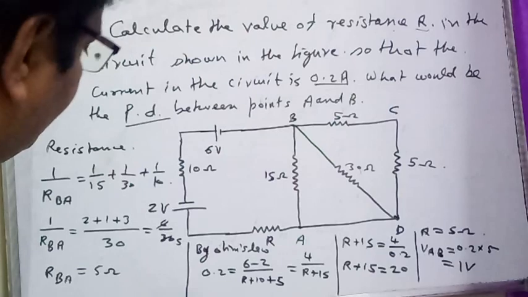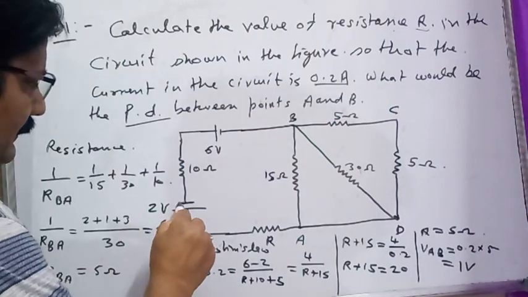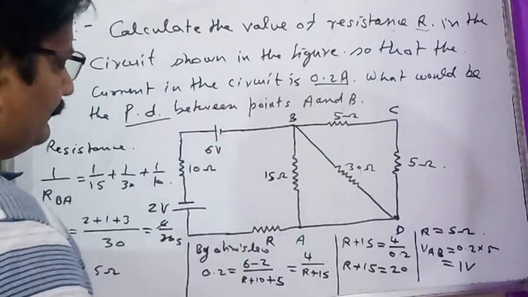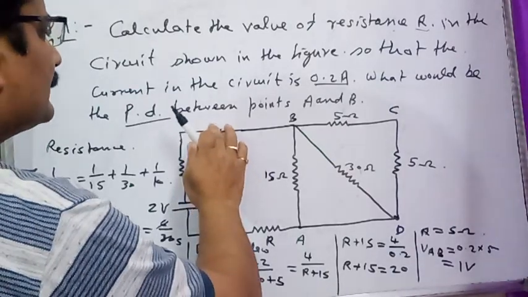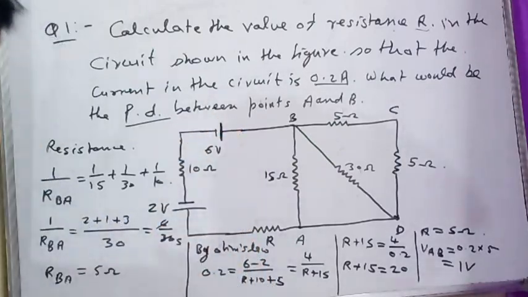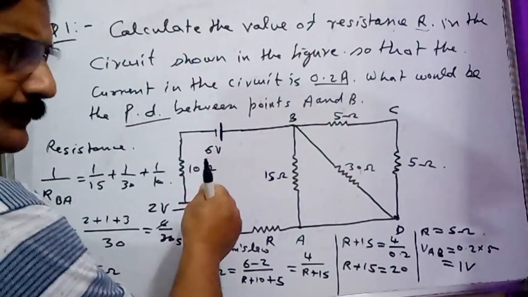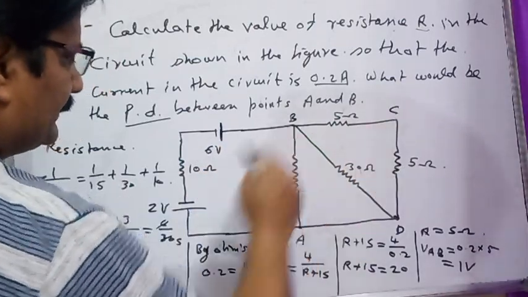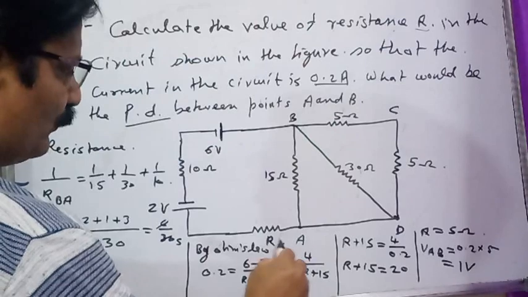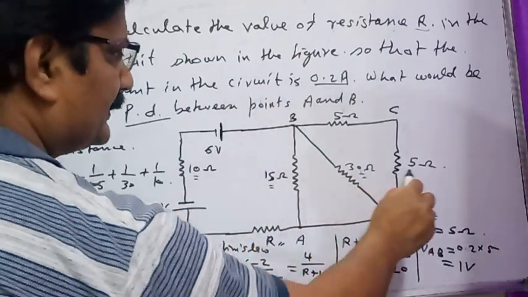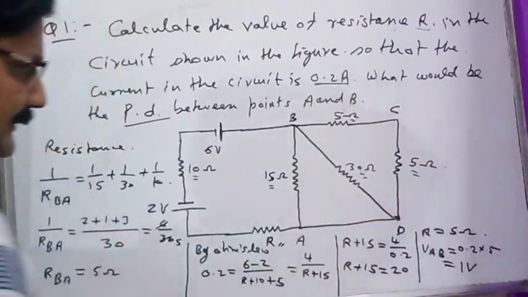So students, you can see this is a 2 volt cell, and this is a 6 volt cell. But the polarity of the cells, the negative terminals of the cells are in the same direction. It's 6 volt and 2 volt. So what is going to be the value of net potential difference applied across the remaining part of the circuit? This is resistance R, whose value is to be determined. This is 10 ohm resistance, 15 ohm resistance, 30 ohm resistance, 5 ohm resistance and 5 ohm resistance.